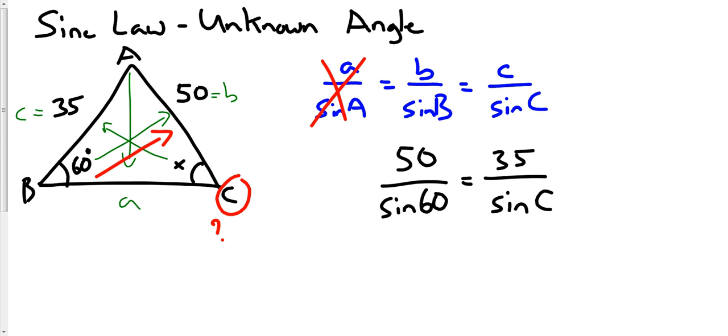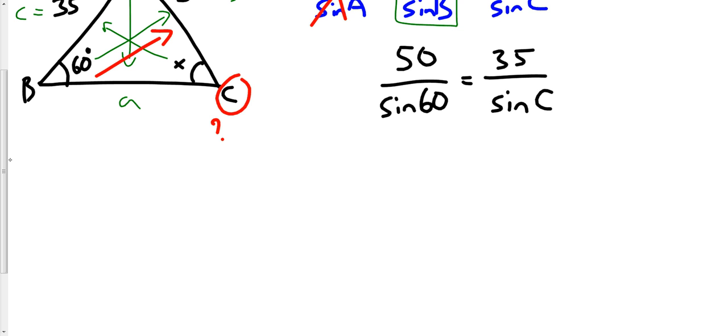Okay, so in this case, because I have a complete side angle pairing, I can use the sine law. Just to point that out, my side angle pairing happens to be with B. I've got angle B and I have side length B. So because I've got a side angle pairing, I can use the wonders of cross multiplication because I have 3 of the 4 things that I need, and I just need to solve for C. So I'm going to cross multiply. I'm going to take 35 and multiply that times sine 60, and I'm going to take 50 and multiply that by sine of whatever angle C is.